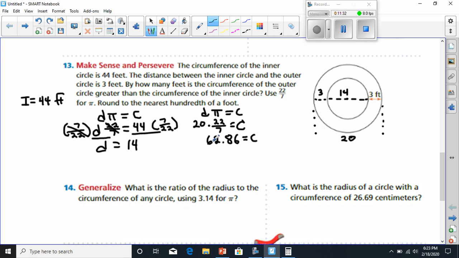Now I've got to take the circumference of the outer circle and minus, remember it's saying the distance between the inner circle and the outer circle is 3 feet. How many feet is the circumference of the outer circle greater than the circumference of the inner? So I have to subtract 44 from there. And that is going to give me, we have to borrow one here, 18.86 feet.